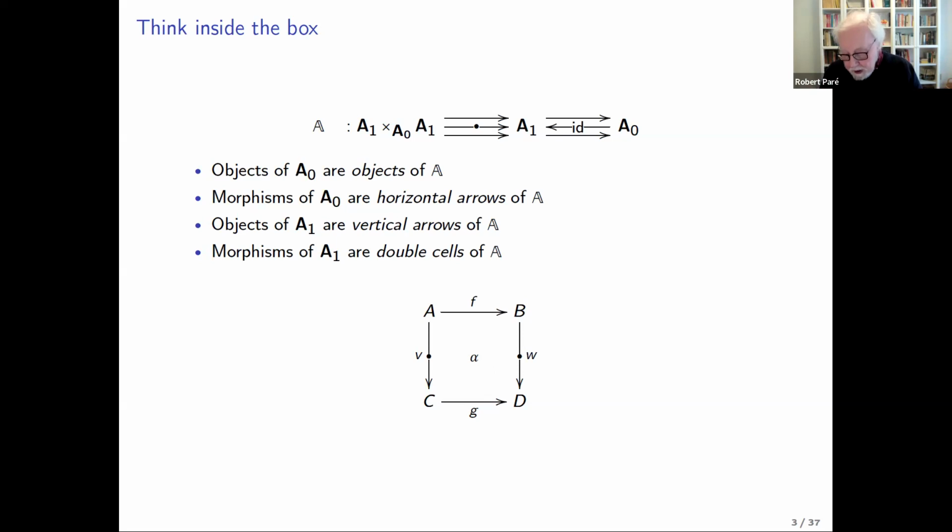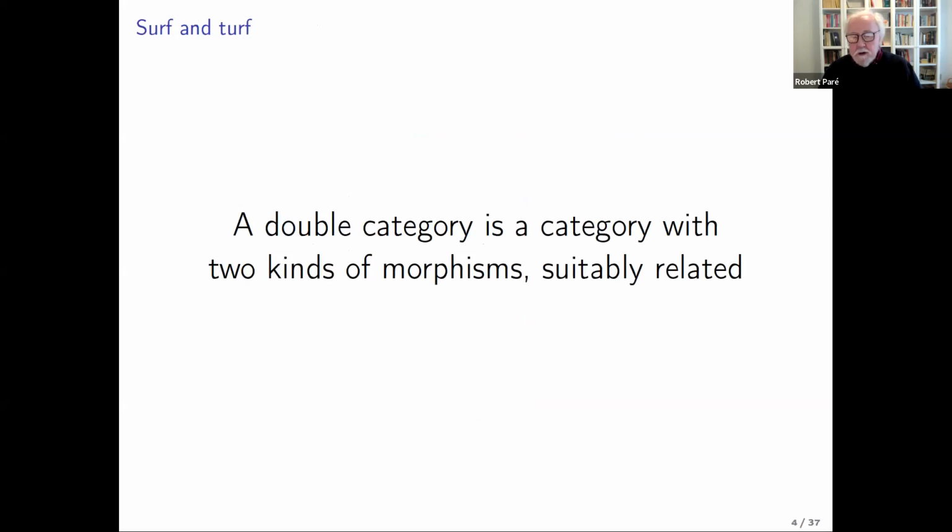So my take on double categories is this: a double category is a category with two kinds of morphisms suitably linked. Okay, so it doesn't quite make sense because a category has morphisms. But I think it gives the idea of what it is. So whenever you have two different kinds of morphisms going on, either you have two different kinds of objects, two different categories, or else maybe you have a double category. Okay, so this is the way I think of double categories.